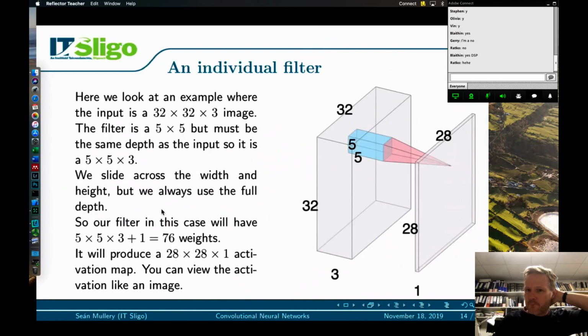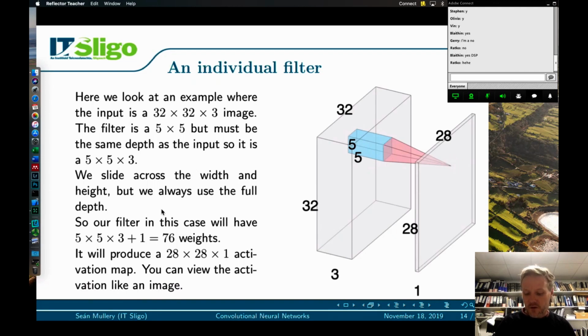So let's have a look at an individual filter and how it works. What I've done here is a 5x5 filter, and it's going to convolve across a 32x32x3 image. So we've 32x32 pixels, and we've got red, green, and blue as our depth. You can see that our 5x5 filter has to go 5 across, 5 down, but it has to go through the full 3 of the depth. And that's going to produce an individual pixel here.